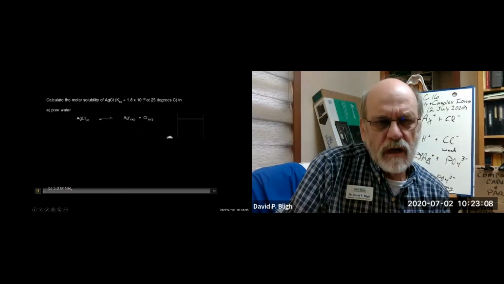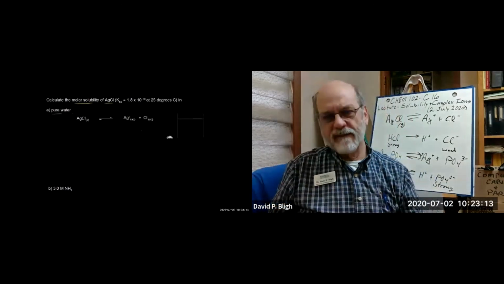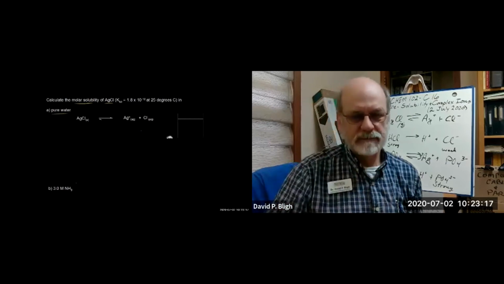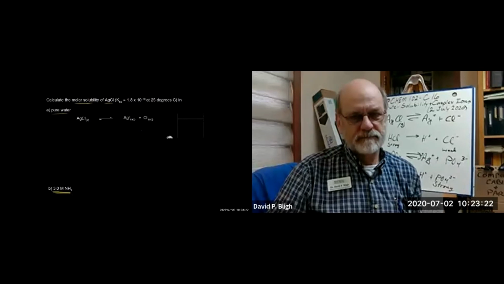First, let's calculate the molar solubility of silver chloride in pure water, and then we're going to compare the solubility that we get in part A to the solubility that we're going to get in part B. In part B, it's no longer pure water. We're going to have some ammonia present.